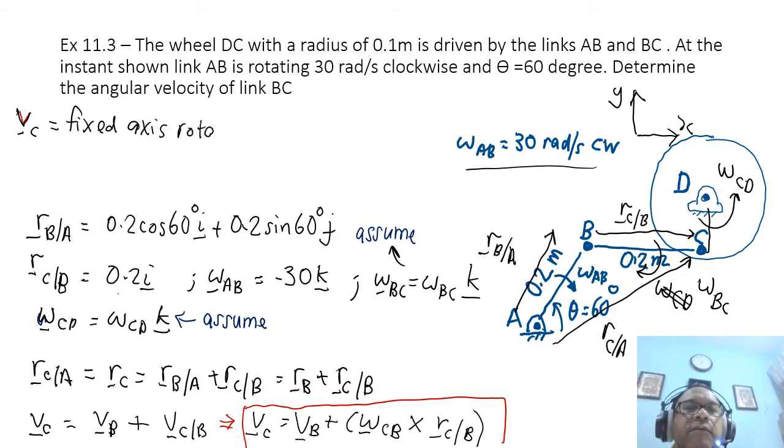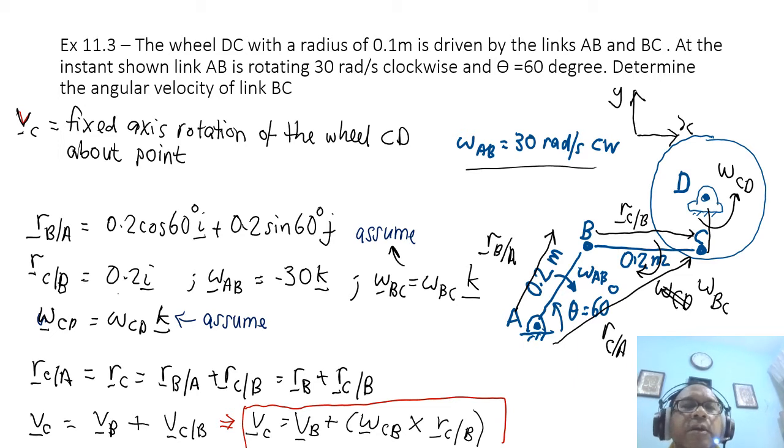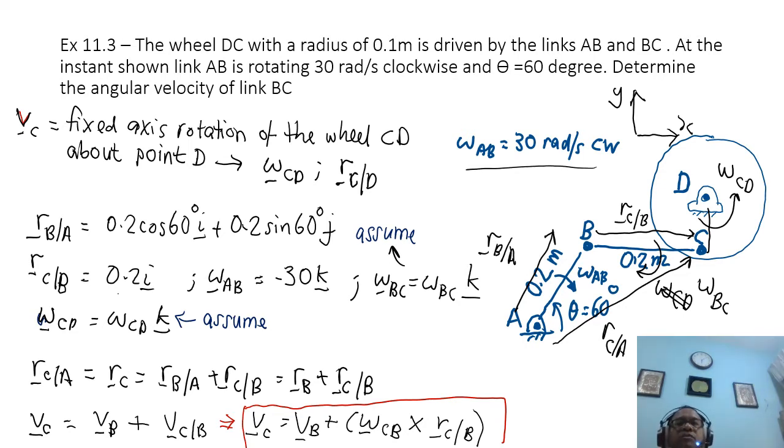Yeah, fixed axis rotation of the wheel CD about point D. Therefore, we need to know omega CD, and we need to know the position vector of C relative to D, so that we can know what VC is.